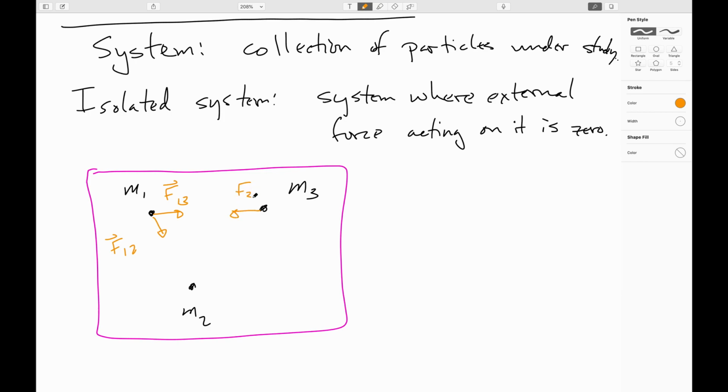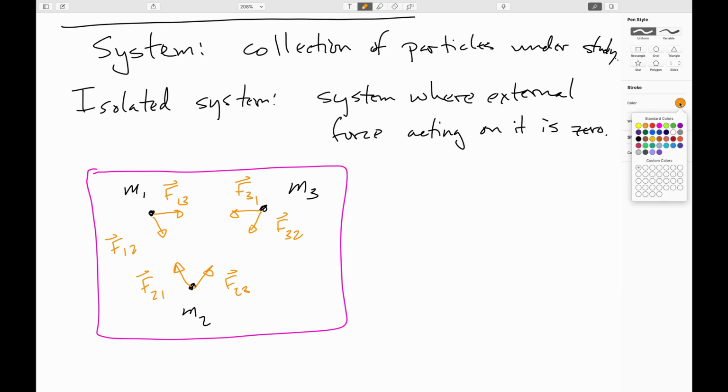Here, there would be a force on particle 3 due to particle 1. Here, there would be a force on particle 3 due to particle 2. That should be pointing more closely to there. Okay. Here there would be a force on particle 2 due to particle 3. And here there would be a force on particle 2 due to particle 1.